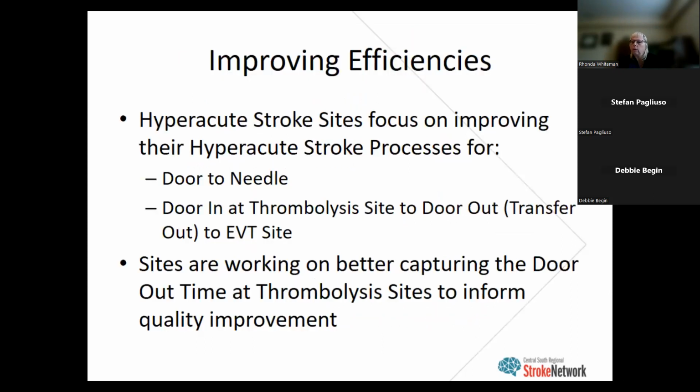The other thing that we are really focusing on, because we know time is brain, is looking at our processes to improve our door to needle. So you will see your sites working on that.